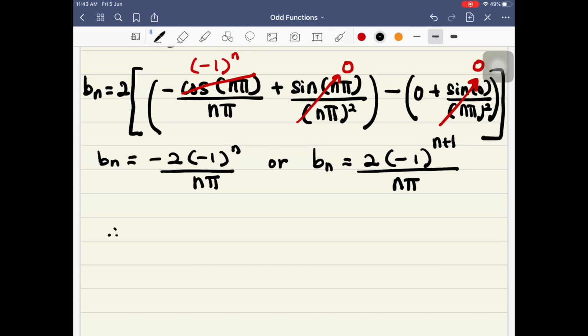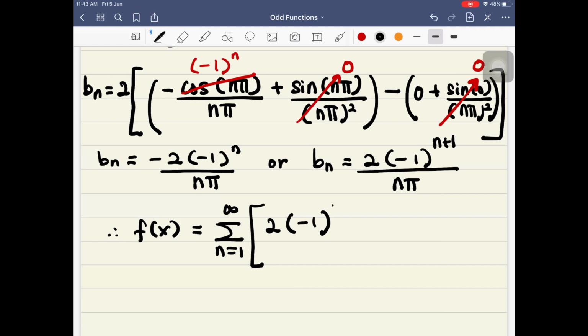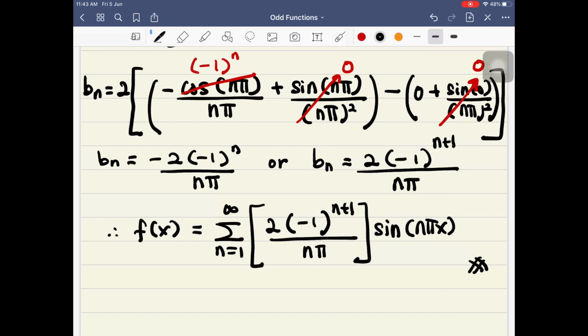So therefore, your fx is equals to summation n is equals to 1 to infinity. You must write this one because we are considering n is equals to 1 until infinity. Okay. So what is your Bn? 2 negative 1 n plus 1 over n pi multiplied by sine n pi x, since your L is equals to 1. So therefore this is your answer.